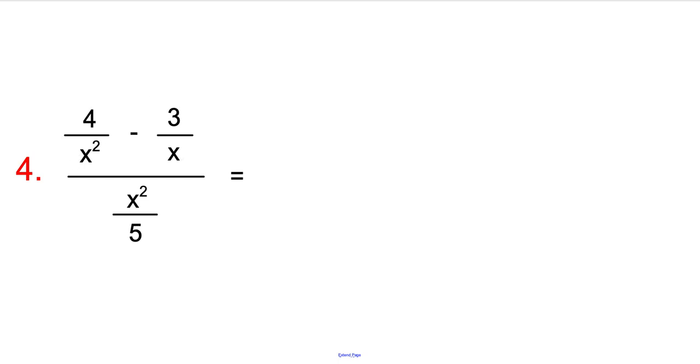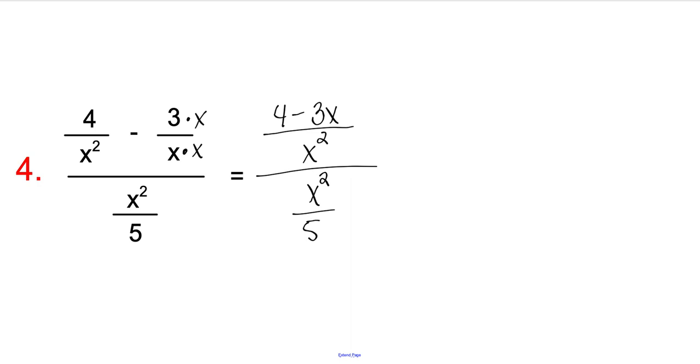We got an x squared here, only an x here, so we need an x squared here, multiplied by an x, and then simplify the top. So 4 minus 3x over x squared. And my denominator, x squared over 5, is already a single fraction. I don't have to do anything with that.